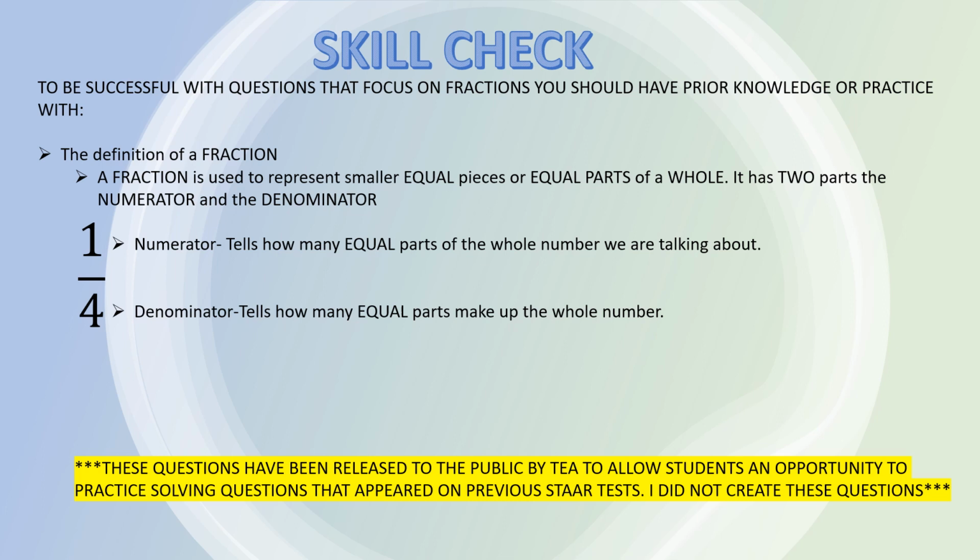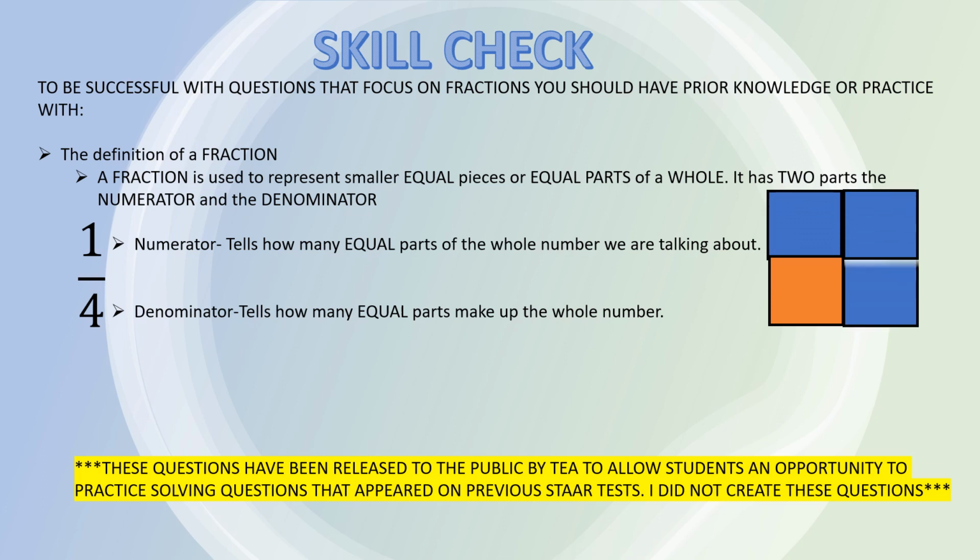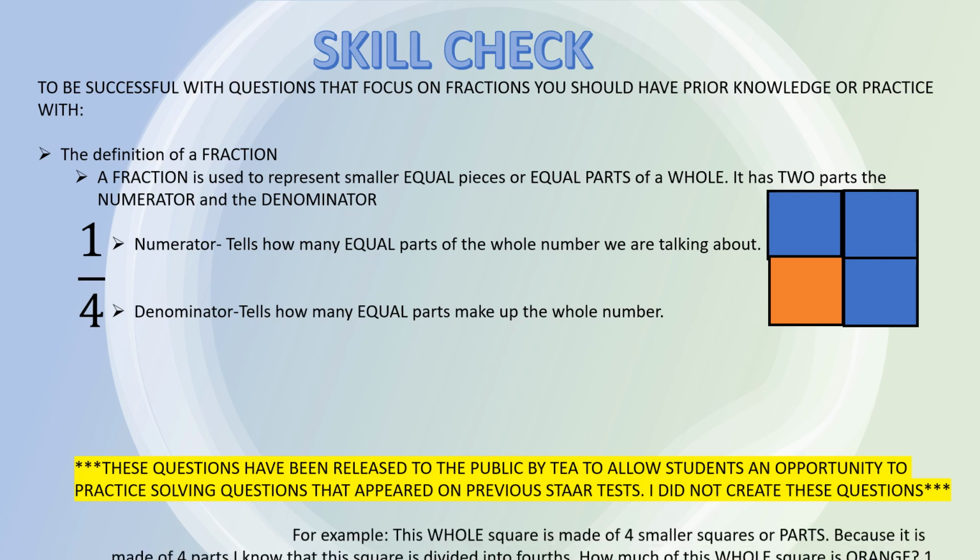Now, to your right, I'm going to show you an example of a square that shows 1/4 shaded. This orange colored square is the 1. This is going to represent our numerator. This is going to be the 1 part out of 4 that is shaded. That's how you read the numerator and the denominator as it relates to an actual concrete model.